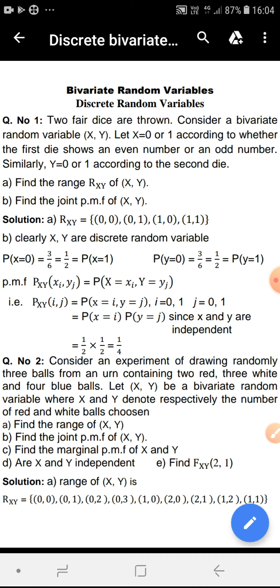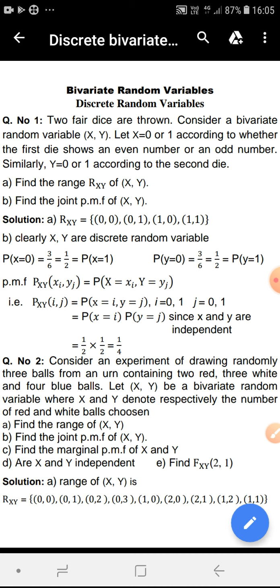Or the first die may show an even number or an odd number, and it will not depend on the outcome of tossing the second die. Whether the second die shows an even number or an odd number, it doesn't matter for the first die. So these two outcomes are independent. One will not depend on the other. So these two discrete random variables X and Y are independent.